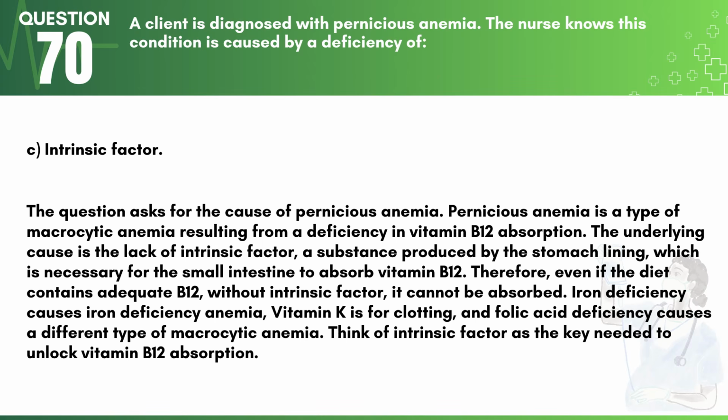Pernicious anemia is a type of macrocytic anemia resulting from a deficiency in vitamin B12 absorption. The underlying cause is the lack of intrinsic factor, a substance produced by the stomach lining, which is necessary for the small intestine to absorb vitamin B12. Therefore, even if the diet contains adequate B12, without intrinsic factor, it cannot be absorbed. Iron deficiency causes iron deficiency anemia, vitamin K is for clotting, and folic acid deficiency causes a different type of macrocytic anemia. Think of intrinsic factor as the key needed to unlock vitamin B12 absorption.